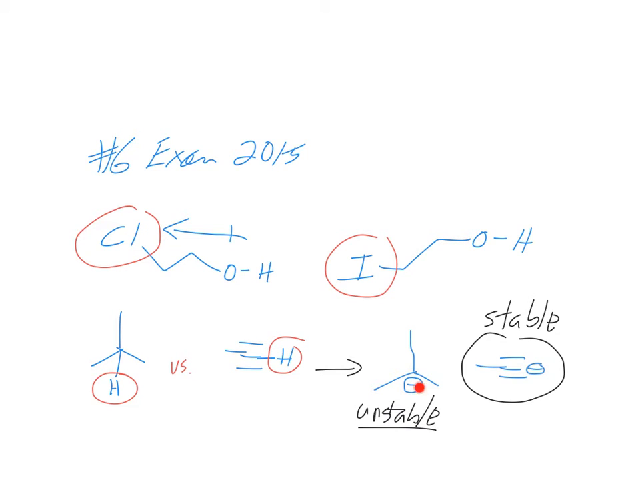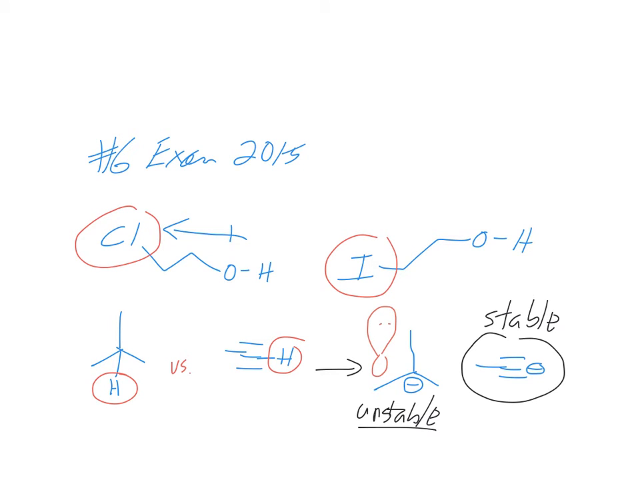Where are these lone pairs? What molecular orbital are these lone pairs in? SP2. Nope, sp3. These lone pairs are in an sp3 orbital, right? They're always in an sp3, right? There's not a carbocation, this is a carbanion.